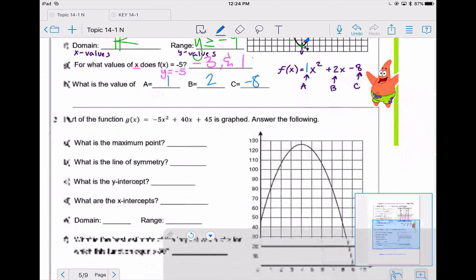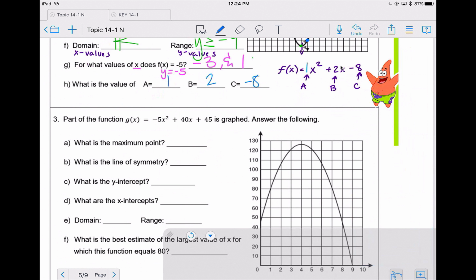So a, b, c goes in order. As long as your x squared, x, and number are in the standard form order, decreasing by exponent, it literally is as easy as a, b, c: 1, 2, -8. We are not Michael Jackson, but it is that simple.